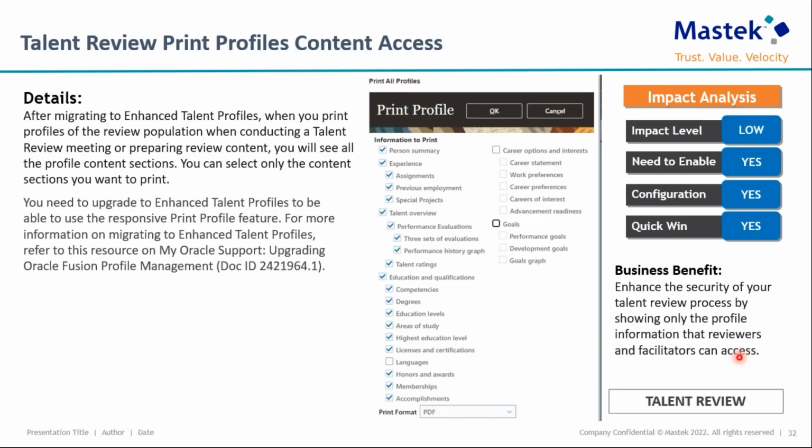Moving on, talent review print options. So if you are doing your talent review meetings, and if you want to print the profiles, now you have a more extensive list of what are the individual sections which can be printed as part of that option, right? So obviously, it just requires us to enable this. There is some configuration which needs to be done at the talent review configuration template, but these are configurations or enabling which can be done rather quickly.